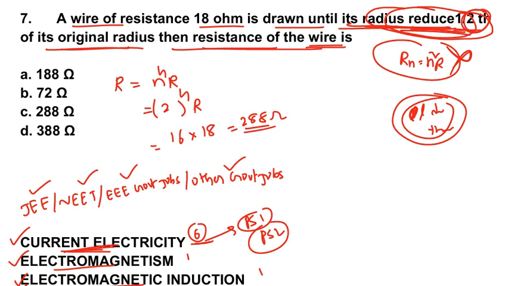If the same model is given as 1/3, 1/4, or 1/5, whatever is in the denominator, just take that as the value here. 1 by 2 is given, so substitute the value 2. Don't take 1 by 2 here.